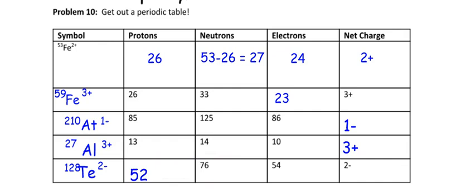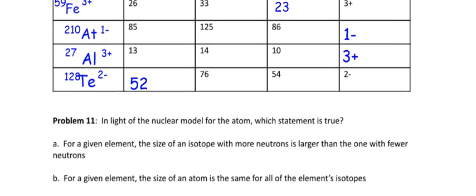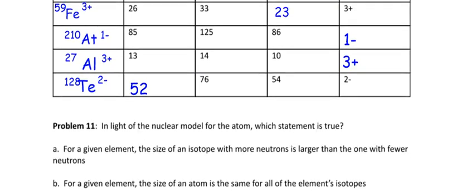All right, so problem number 11 says, in light of the nuclear model for the atom, which statement is true? For a given element, the size of the isotope with more neutrons is larger than the one with fewer. Or for a given element, the size of an atom is the same for all the element's isotopes. So we're talking about volume. That to me is size. I'm not talking about mass, I'm talking about volume. So which one of these is true about the volume?